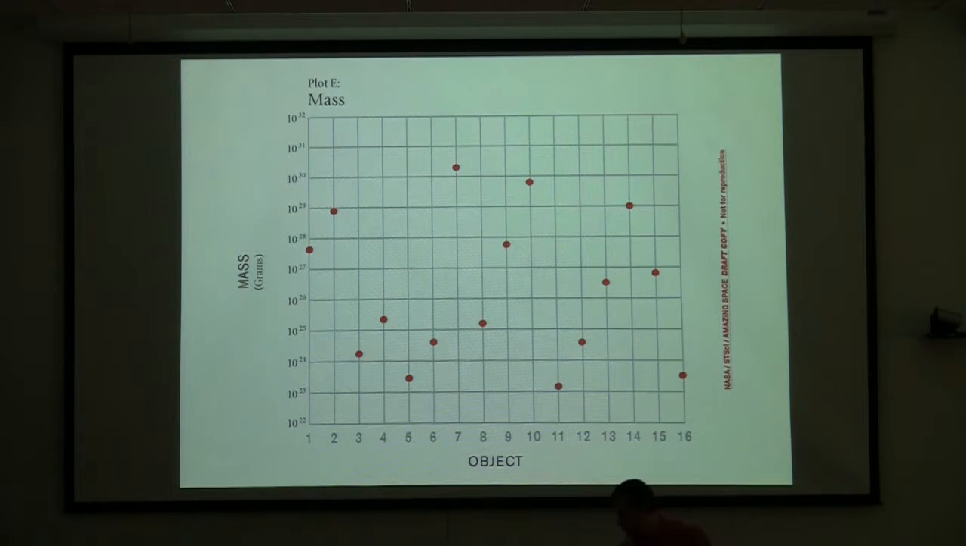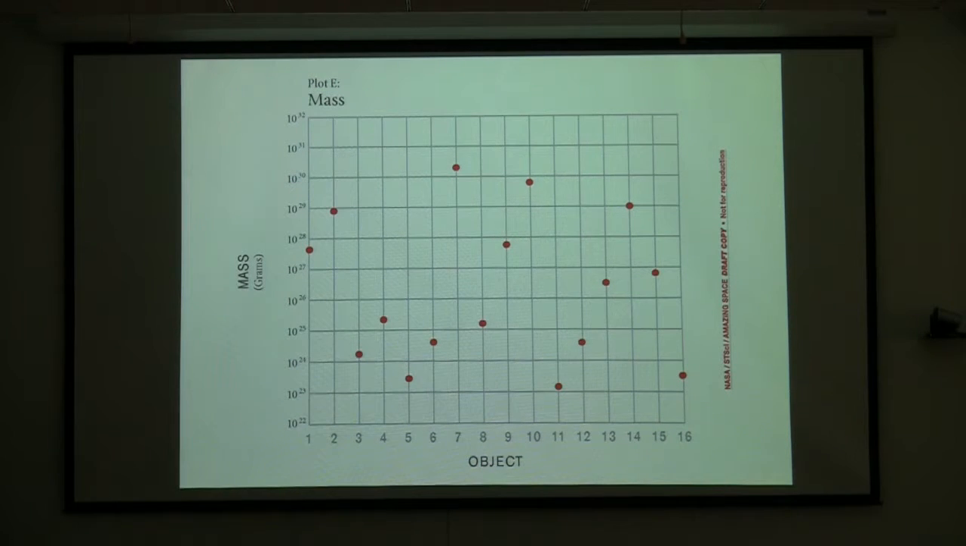Yes? The range is huge. It's a factor of 10 to the 7th. The smallest one is around 10 to the 23rd, and the largest one is a little over 10 to the 30th. All right, 7 orders of magnitude. What's that in real numbers? 10 million. 10 million, thank you.